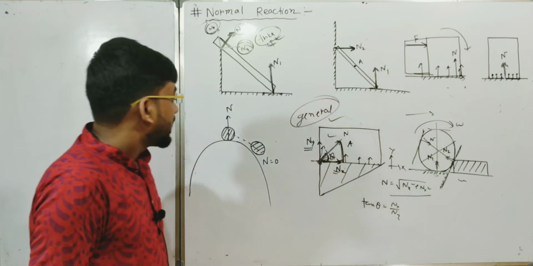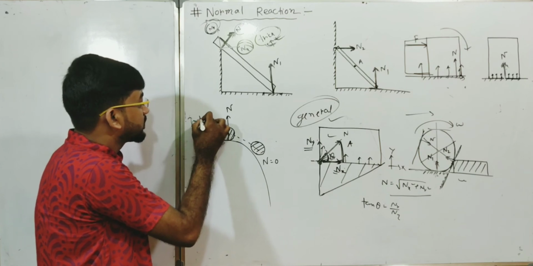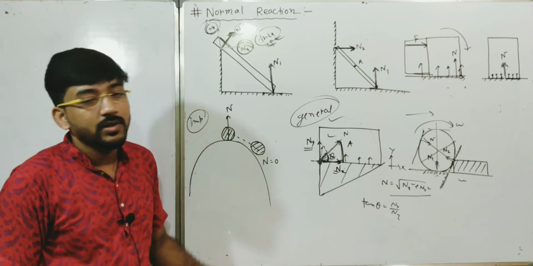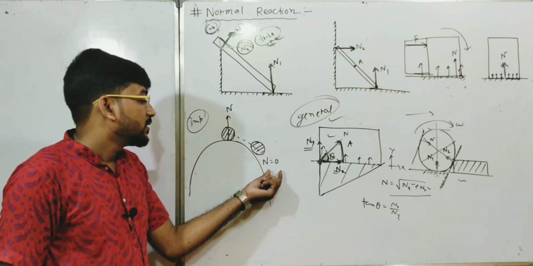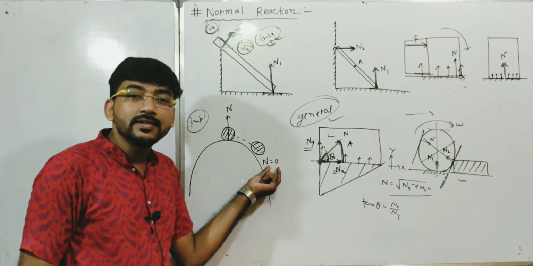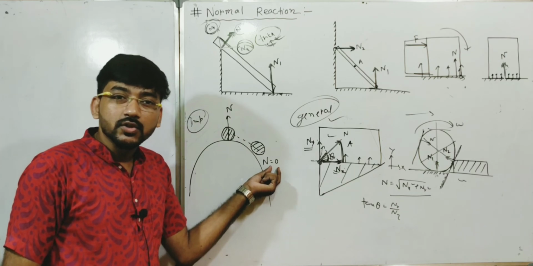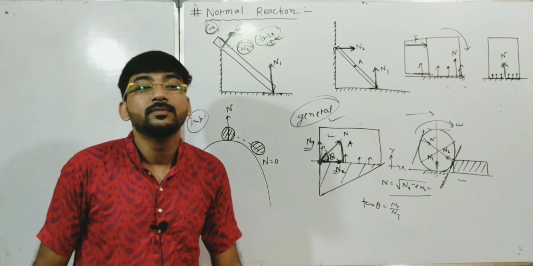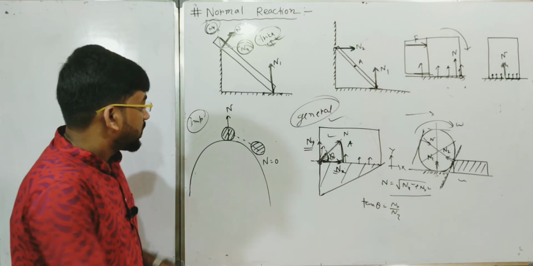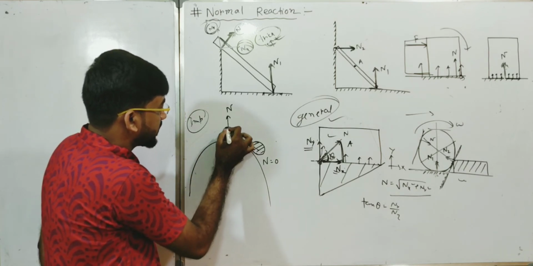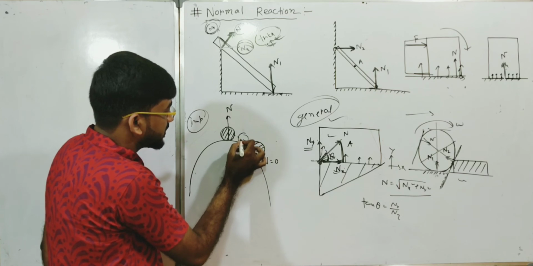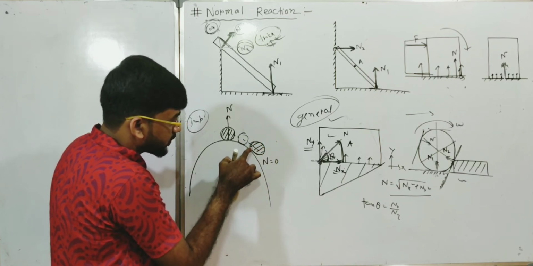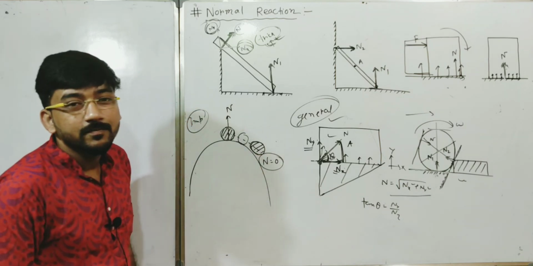Okay, and here is one important thing, that when there is no contact with the surface, the normal reaction will be 0. This is the obvious thing, because I have said earlier that normal reaction is basically a contact force. So whenever there is no contact with the surface, the normal reaction will immediately be 0. Here, the object has a contact here, a contact here, but at this point there is no contact with the surface, so at this point normal reaction will be 0.